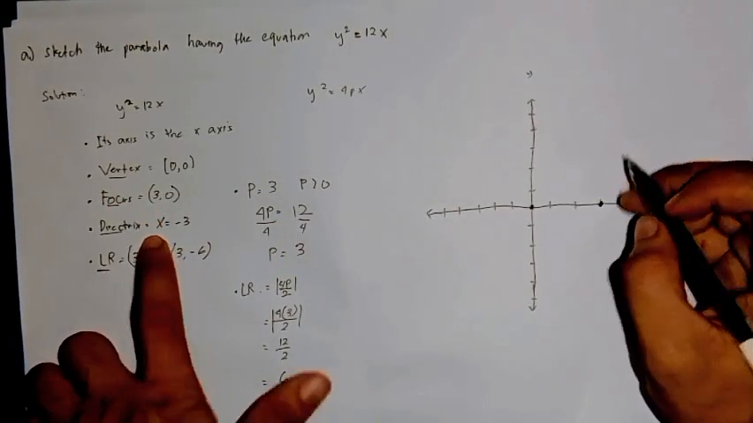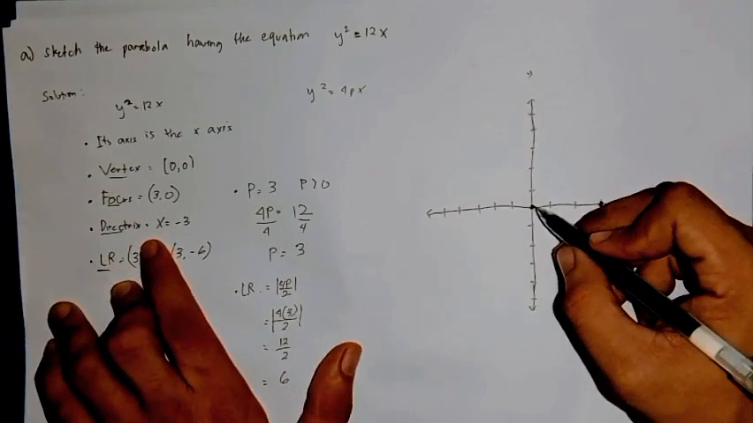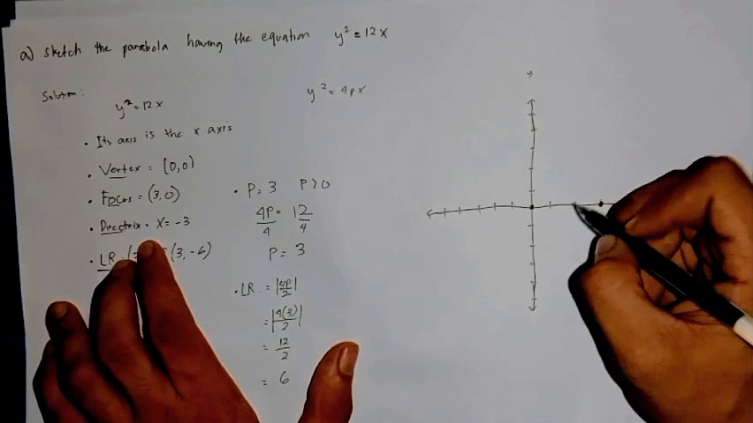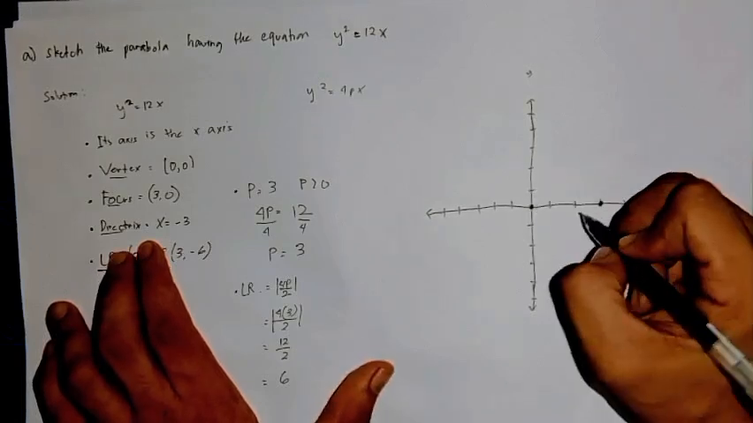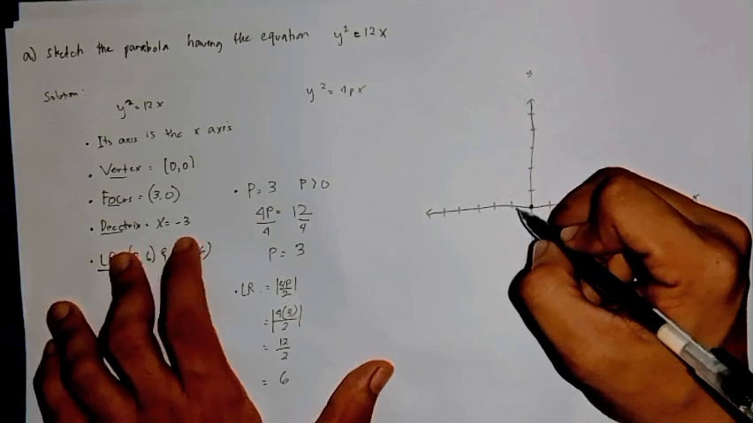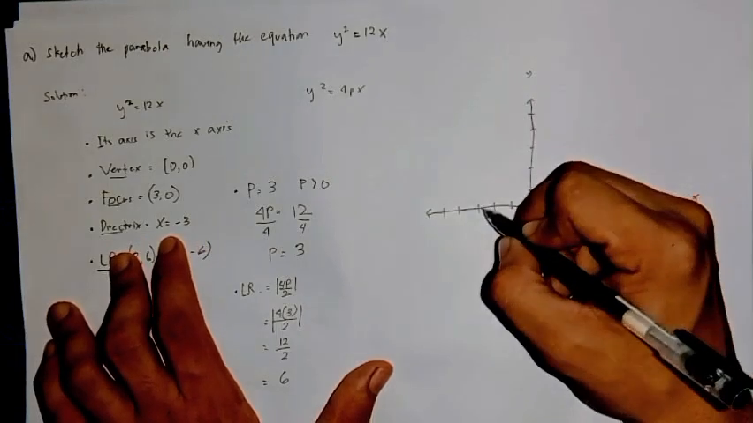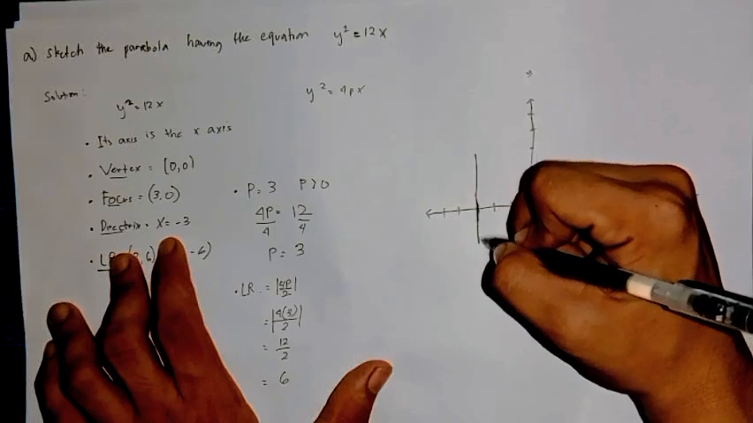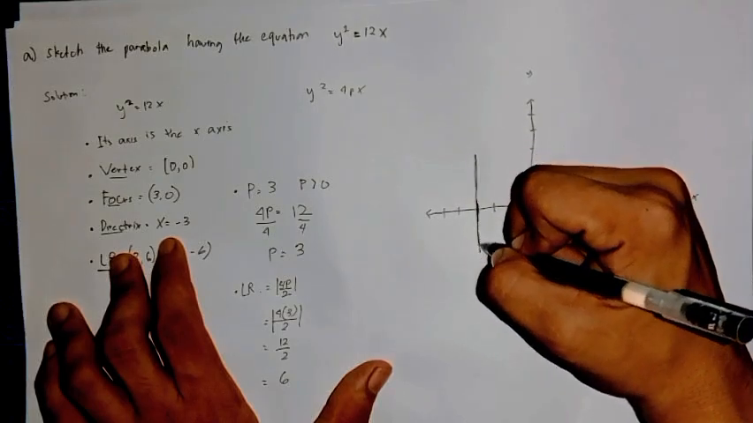Next is the directrix. The vertex is equidistant from the focus and the directrix. So since we have 3 here, we also move 3 here. So x is equal to negative 3. So this is now our directrix, x is equal to negative 3.